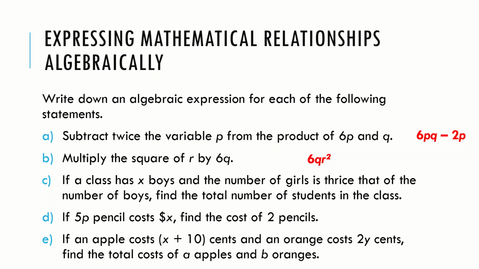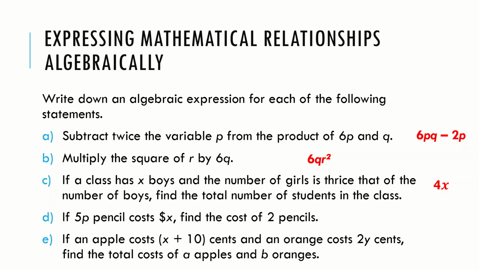What about if a class has x boys and the number of girls is thrice the number of boys? Find the total number of students in the class. The expression will be 4x, because there are x boys, and since the number of girls is thrice that of the boys, the number of girls will be 3x. So 3x plus x will be 4x.